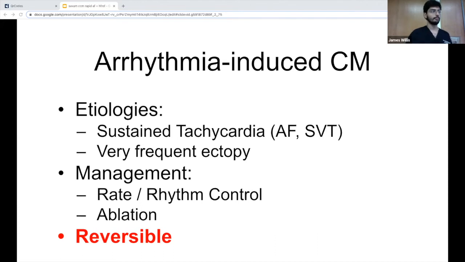Obviously, many different things go into the consideration of what agents you start and how you want to go about doing this. Cardiology should be involved in this decision-making process as well. But this is something you should always keep in mind, because this is a reversible etiology for heart failure. In chronic tachycardia, right, it's leading to activation of all these neurohormonal agents and pathways. And so the quicker you stop this from happening, the faster your patient recovers.